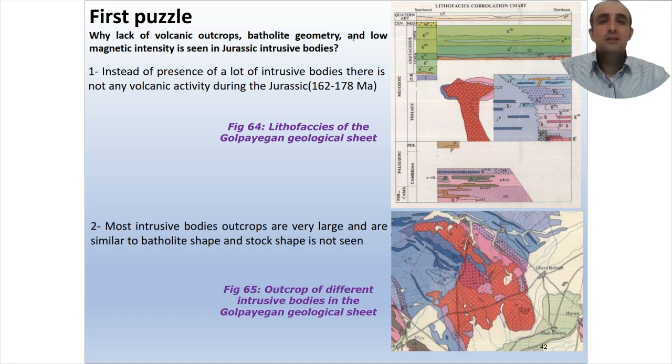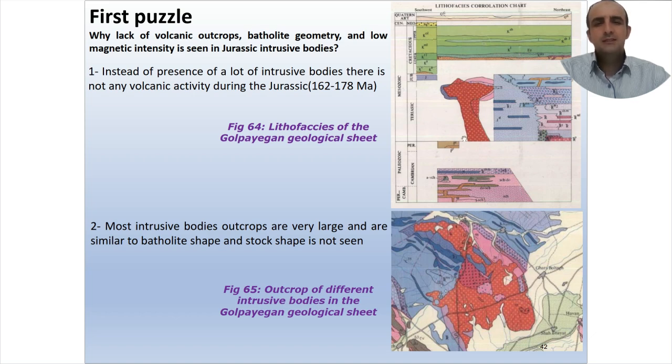Typically, when we have large scale intrusive magmatism, we might also expect to see evidence of volcanic activity at the surface, such as volcanic cones, lava flows, or ash deposits. However, in Gulpaigan, there is a lack of Jurassic age volcanic rocks, despite the presence of numerous Jurassic intrusions.